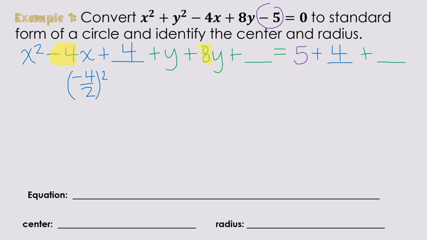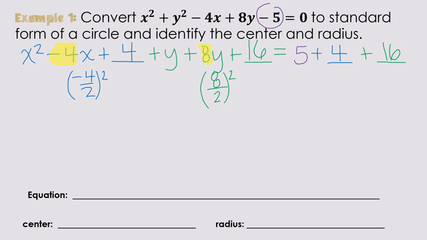So I'm going to take 8, divide it by 2, which is 4, and then square it, which is 16. And I'm going to put 16 in both blanks. It's hard for you to understand why you would do that, but the way this works is it forces it to factor the way standard form factors it. So we've done the hard work.